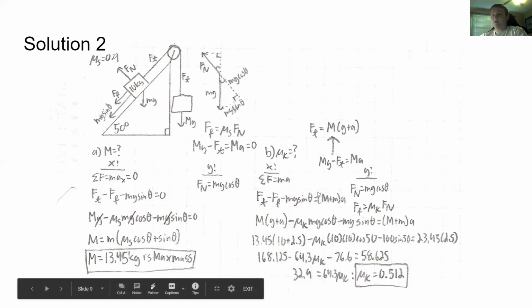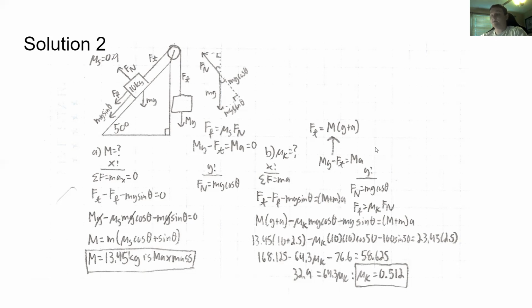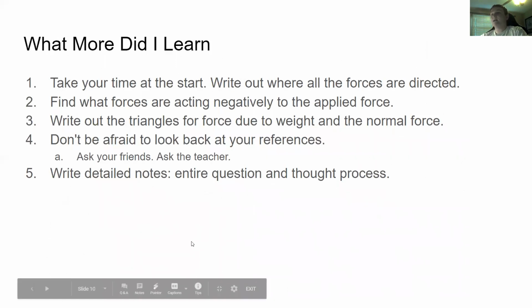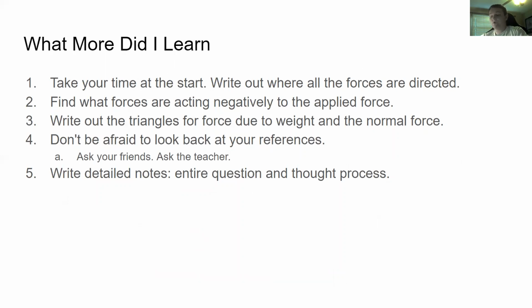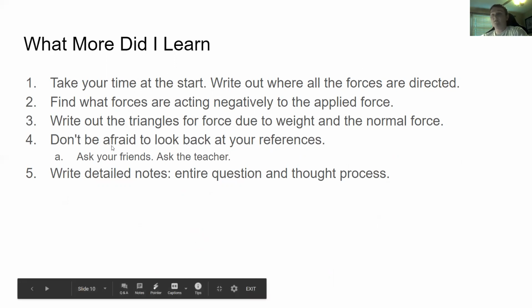So that's what we have right there. That's our transfer right here using our x and y components. This really helped me. So what did I learn? I learned to take my time, write out the free body diagram, show where all the forces are going, and determine which ones are negative and which ones are positive. That helps you set up stuff. Write those little triangles to determine the normal force and the force due to weight, where those are transferred. Write all that down. Find the forces which are acting negatively. You've got to write it down.